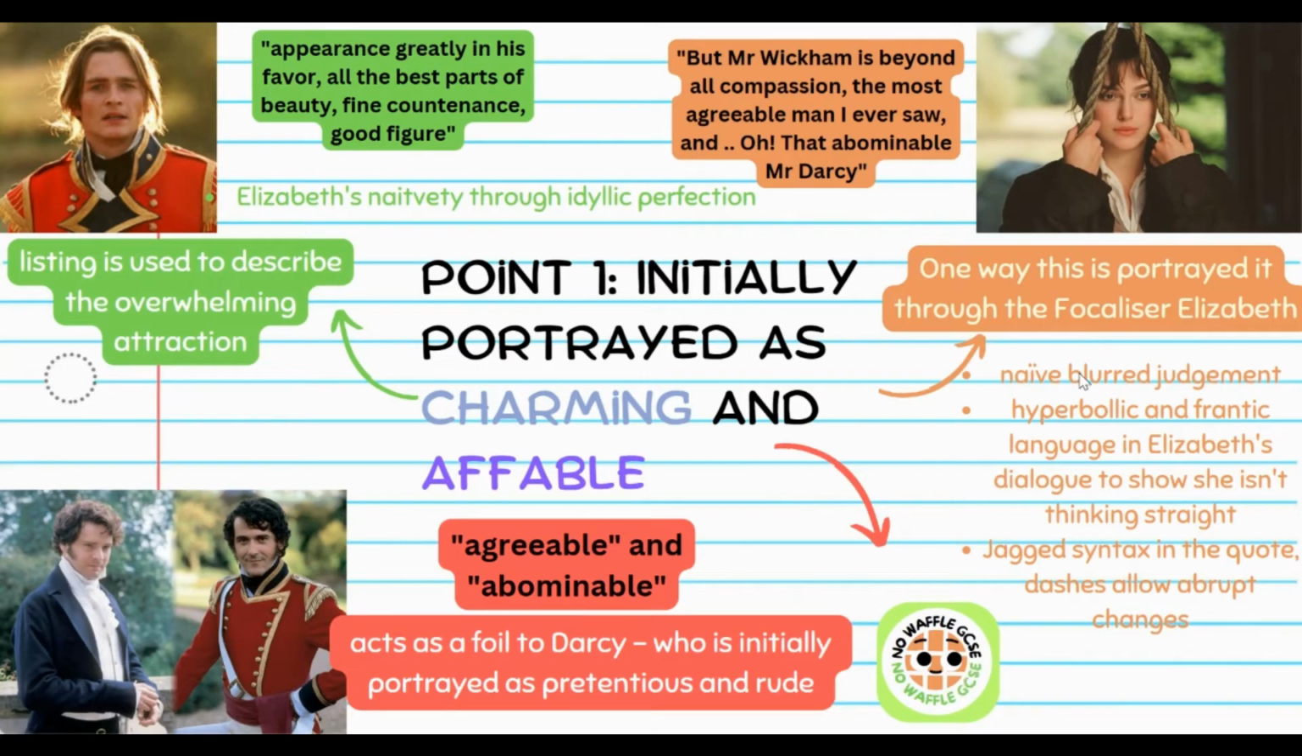Now you can see this mind map here. So, listing is used to describe the overwhelming attraction of George Wickham. Now, one way this is portrayed is through the focalizer character Elizabeth. She is naive, and her blurred judgment causes her to view George Wickham, and hence make the reader view George Wickham, as someone who is so charming and affable.